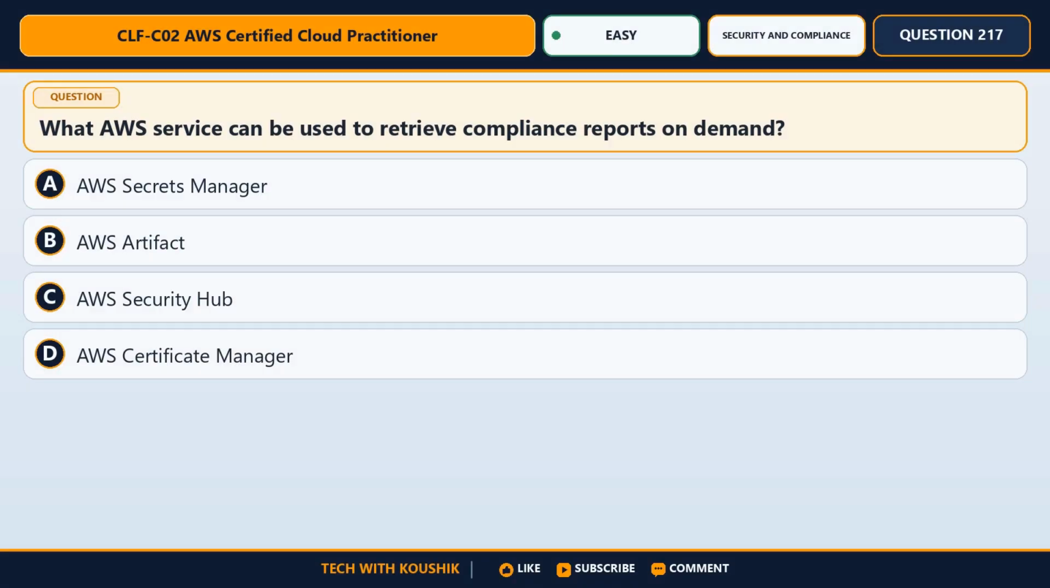Question number 217. What AWS service can be used to retrieve compliance reports on demand? Option A. AWS Secrets Manager. Option B. AWS Artifact. Option C. AWS Security Hub. Option D. AWS Certificate Manager.